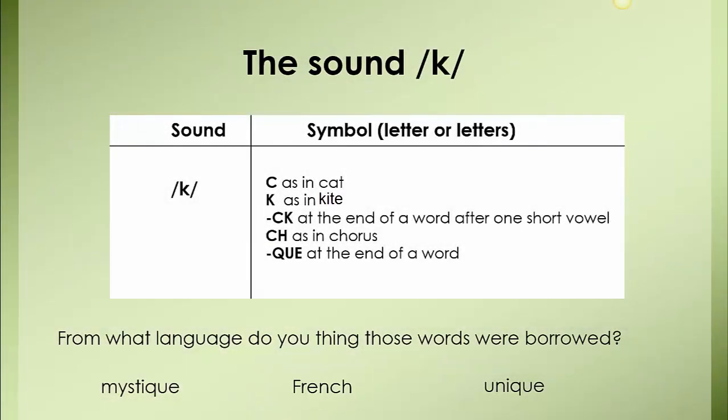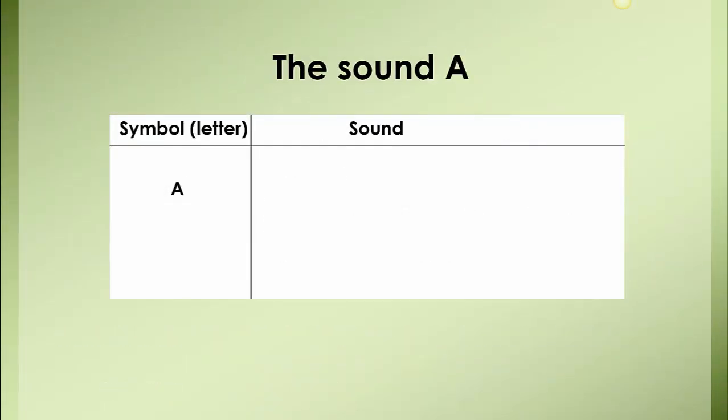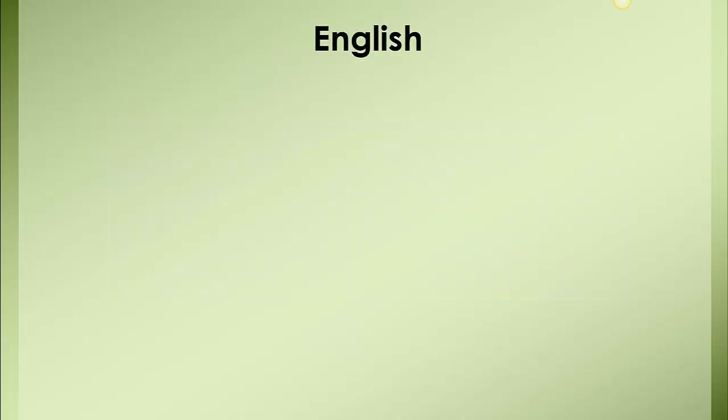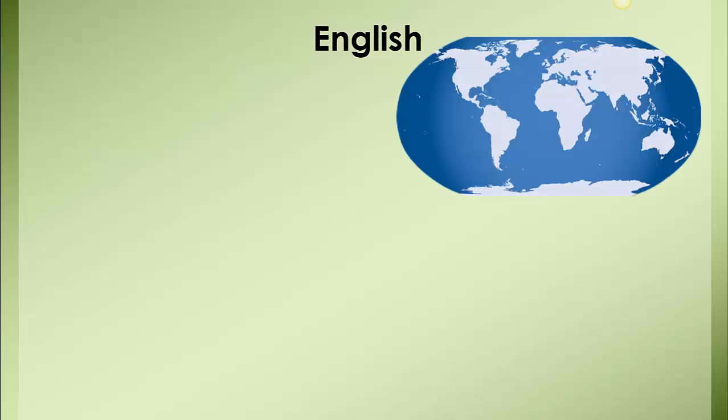Now look at it the other way. What are all the different sounds that can be represented by an A? Because the British borrowed words from the countries they colonized, and because they themselves were invaded and words from those conquering countries entered the language, English is a hodgepodge of many languages.